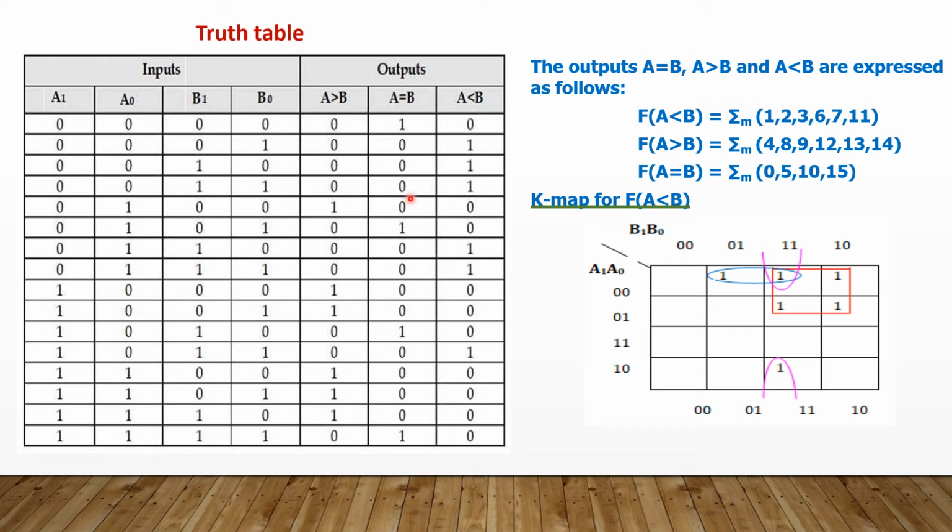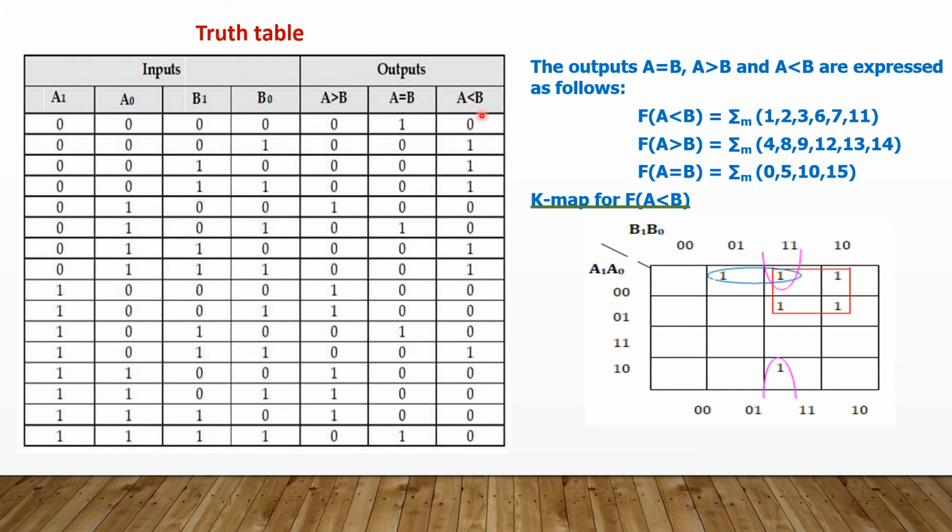Or otherwise, you can straight away represent this truth table in the K-map. It's your wish. For simplicity, I'm writing it as f of A less than B, which is the last column. Wherever A less than B is equal to 1, you have to represent the corresponding minterm here. For example, A less than B is 1 for the combination 0001, which is equivalent to 1. So we write 1.